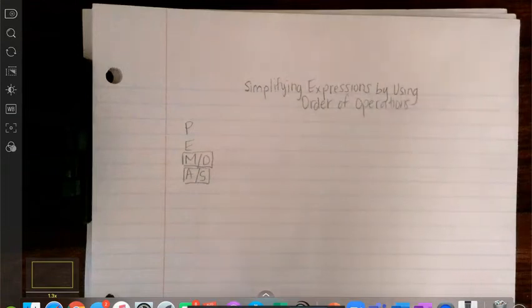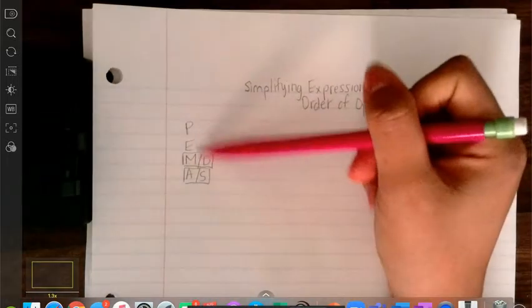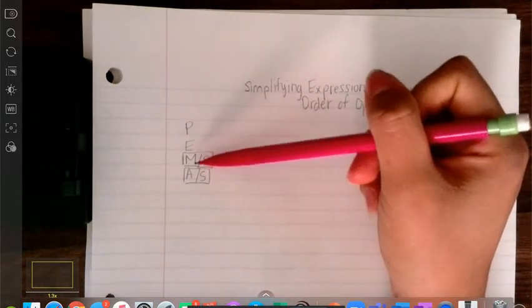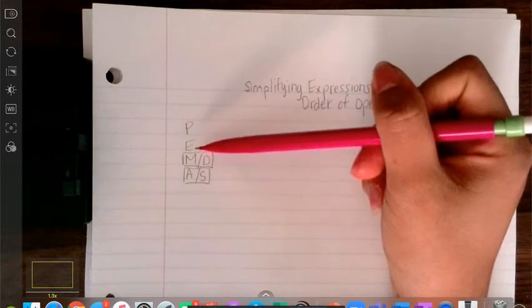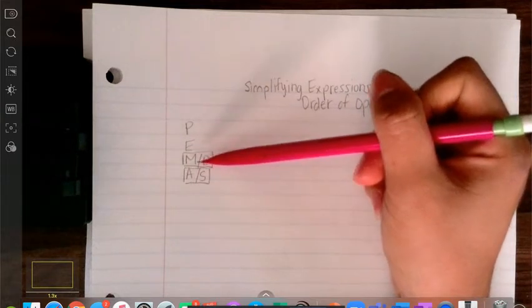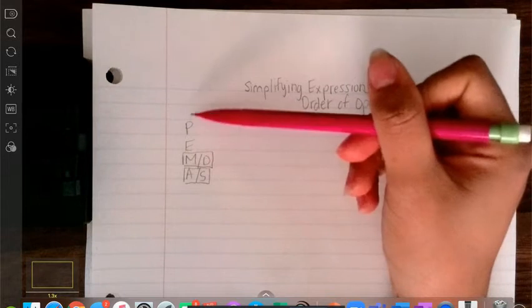To be going over simplifying expressions by using order of operations. I already have written down my order of operations. A way you can remember this is by remembering the acronym, please excuse my dear Aunt Sally, or PEMDAS.